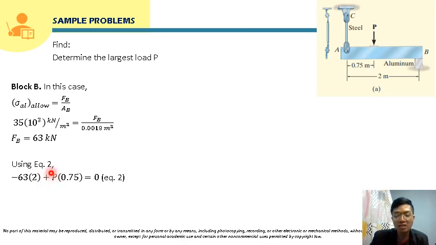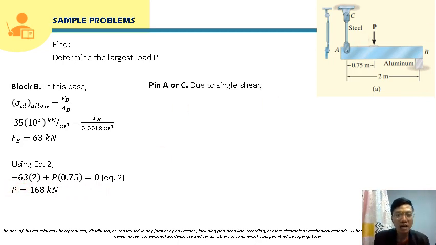So this is with respect to the allowable stress for the block, or the aluminum block. Solving for P, this will be equal to 168 kilonewton. So this is the allowable load P that we can apply here at member AB, and it will not exceed the allowable normal stress for this block. So this is the allowable load P.